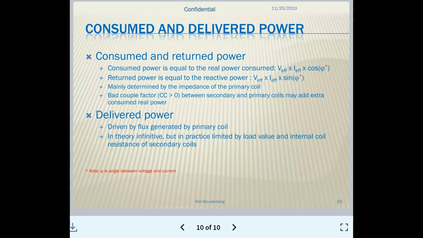Consumed and delivered power. Consumed and returned power, asterisk: consumed power is equal to the real power consumed, effective voltage times effective current times cos(phase angle). Returned power is equal to the reactive power, effective voltage times effective current times sin(phase angle), mainly determined by the impedance of the primary coil. A bad coupling factor, CC 0, between secondary and primary coils may add extra consumed real power. Delivered power is driven by flux generated by the primary coil, in theory infinite, but in practice limited by load value and internal coil resistance of the secondary coils. Phase angle is the angle between voltage and current, asterisk.